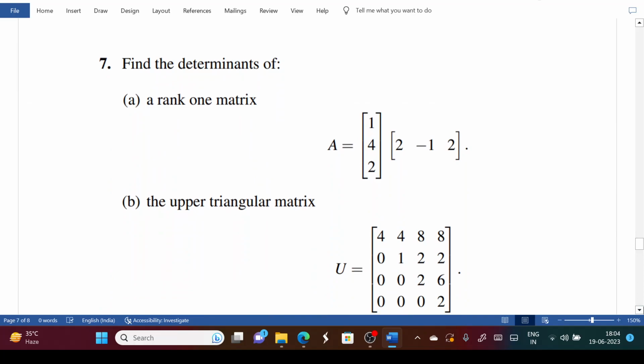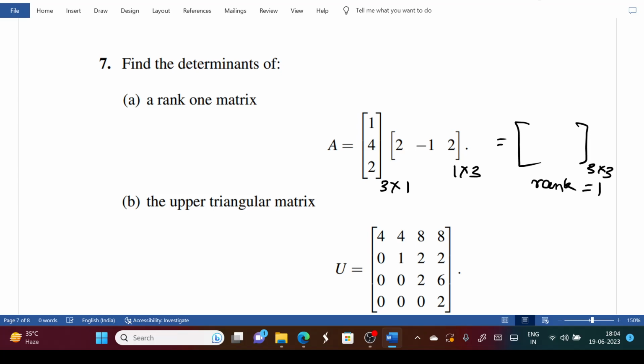Next question is, find the determinant of a rank one matrix. Now observe, it is 3 rows 1 column times 1 row 3 columns, so the resultant is a 3 cross 3 matrix with rank 1. Rank 1 means its determinant will be 0, because if a 3 cross 3 matrix had a non-zero determinant, the rank would be 3. But here the rank is 1. That implies it will always have 0 determinant.